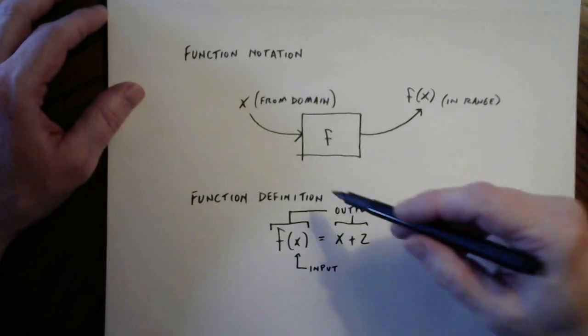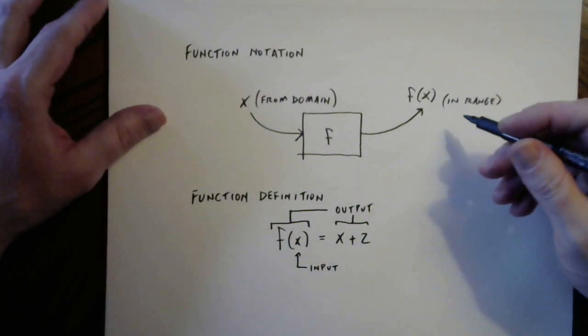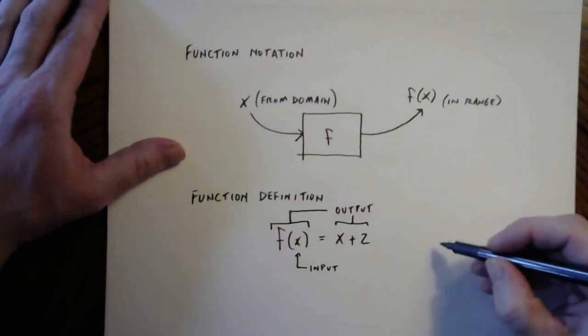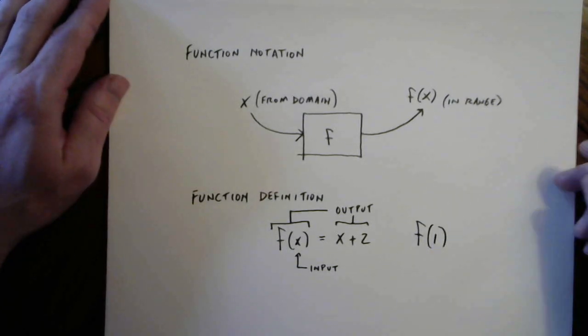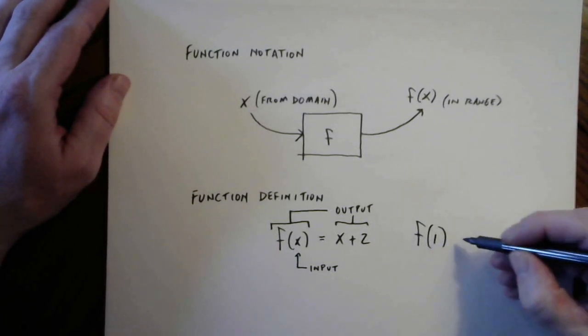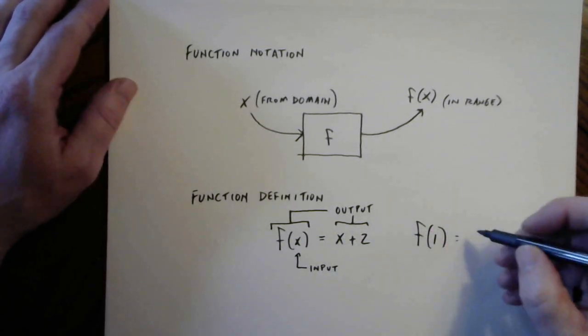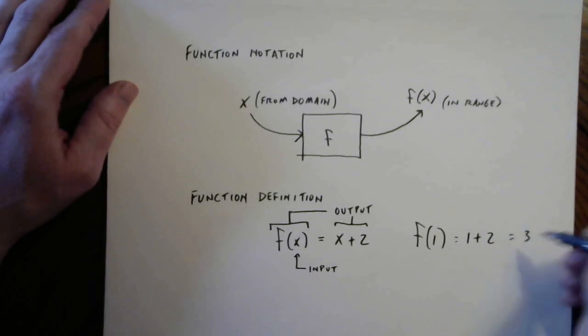So I'll use this same example. Having defined this function, x plus 2, well, what could we do? Well, if this is the definition, I might say, well, what's f of 1? Well, 1 is my input, so 1 is replaced on the right-hand side. So this would be 1 plus 2, which I still believe is 3.